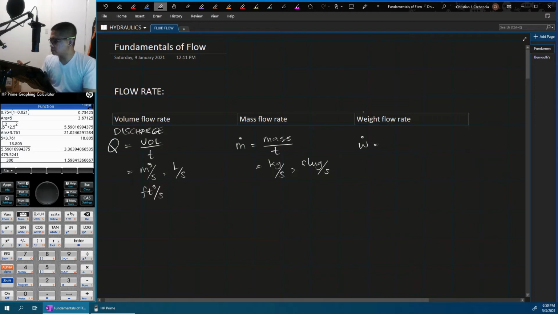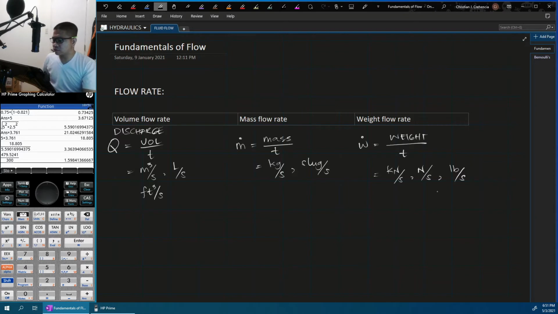And yung ating weight flow rate, alam na natin na, no? So, weight, so that is weight over time. Okay? So, ilang Newton ang dumadaan sa isang point per unit time. So, ano-ano unit ng weight can be kilonewton per second, or newton per second, or pounds per second. Okay? Ano naman ang relationship nung itong tatlo na to?